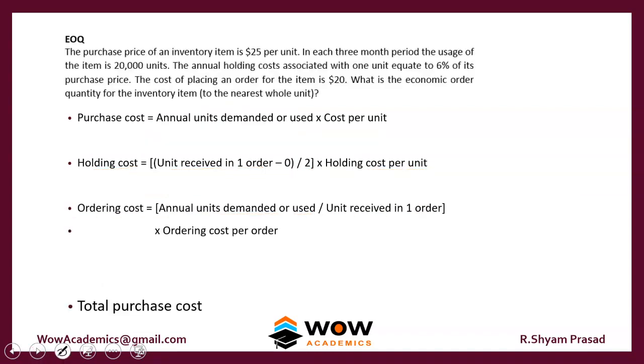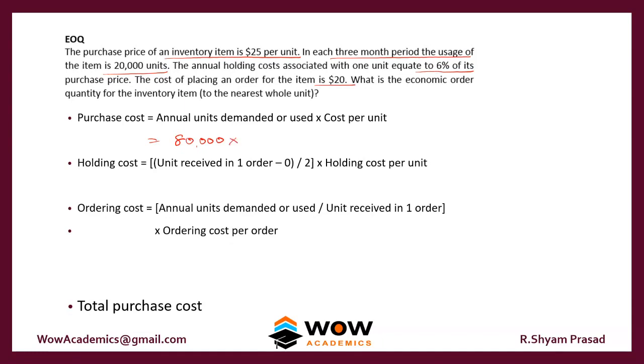For the earlier problem, we'll also work out these numbers. So the purchase price of an inventory is $25 per unit. Again, we have a 3 month period of usage. 20,000 units is the 3-month usage. The annual holding cost associated is 6% and the order placement cost is $20. So we'll start. In a year, how many units are we going to use? We'll be using 80,000 because that is what we calculated in the previous problem.